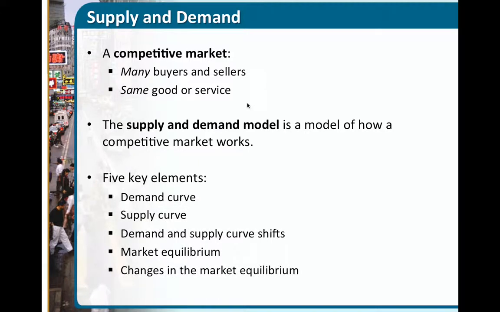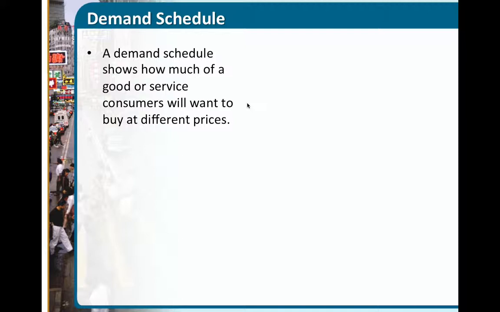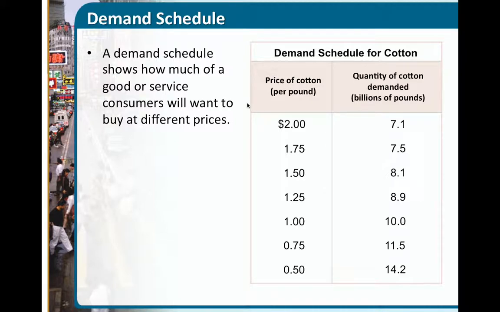Let's start off with the demand schedule, which is the quantity demanded per price. As you can see, as the price of cotton, I guess the book's going to use cotton in this instance, gets higher, the demand gets lower. So you'll see the demand at $2 is 7.1, but as it gets down to 50 cents, the demand almost doubles.